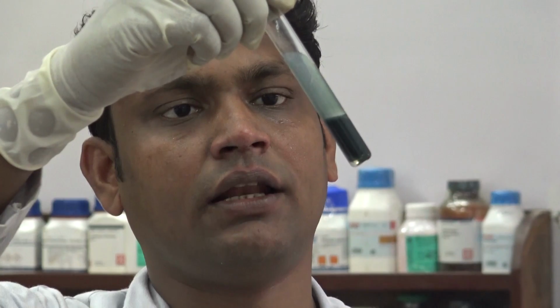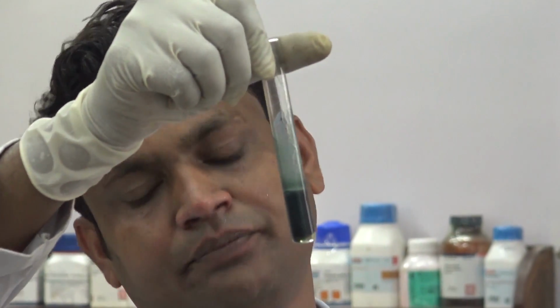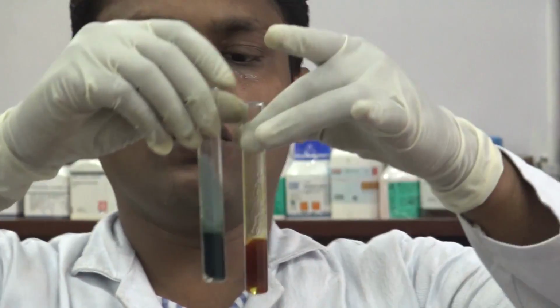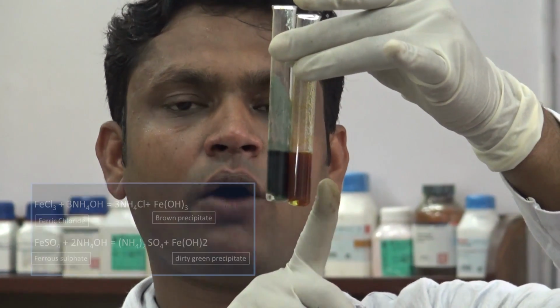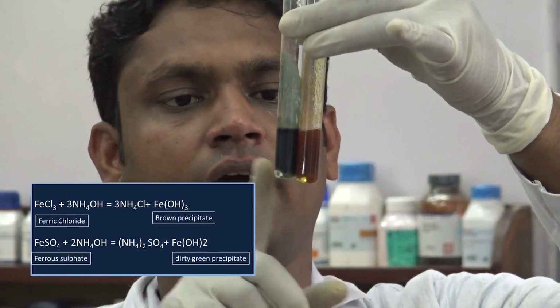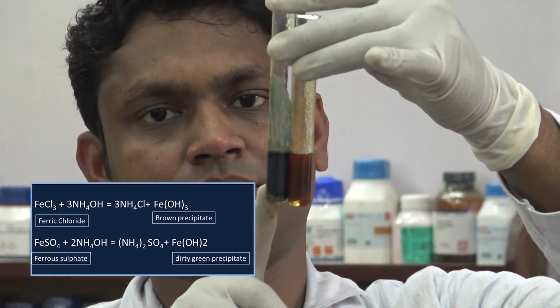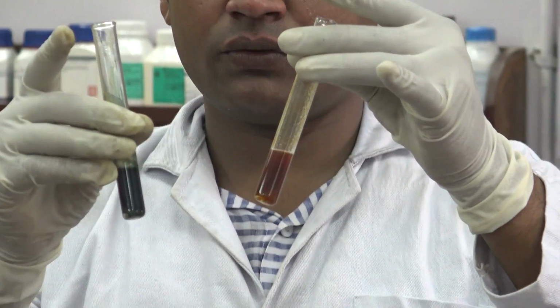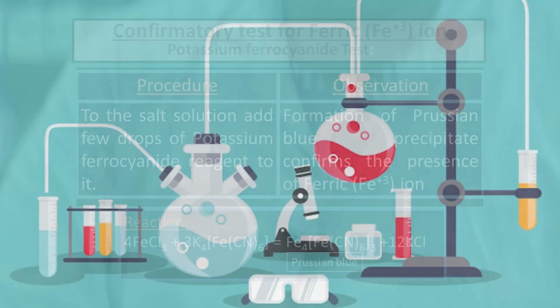Here we can see the color changes to dirty green color. Now with treatment of the test solution with ammonium hydroxide, we will get brown precipitate for the ferric ion, and for the ferrous ion we get dirty green precipitate. By this test we can distinguish between the ferric or ferrous ion.